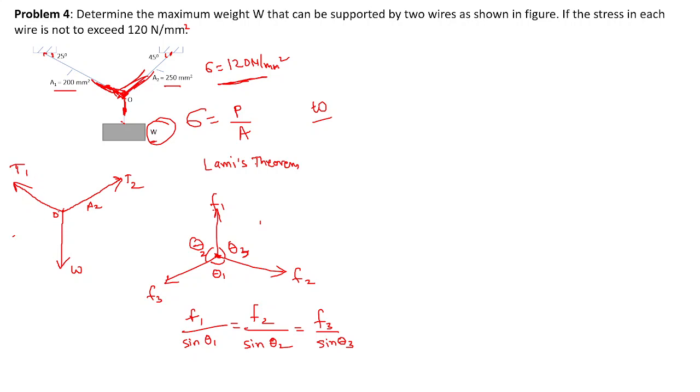If we know this angle will be theta 1, we consider this angle as theta 2, and this will be theta 3. We can also write it as T1 divided by sin theta 1 is equal to T2 divided by sin theta 2, equal to W divided by sin theta 3. Same, right? So if you understand Lami's theorem, we will move forward to our main problem.